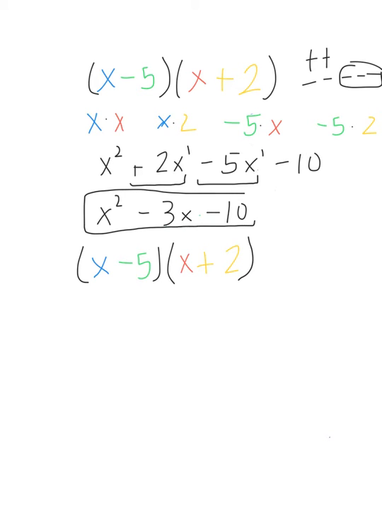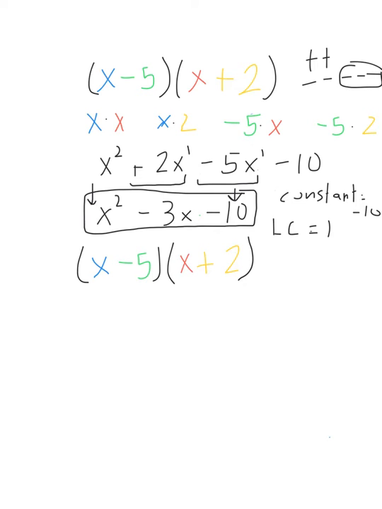So when you multiply the two binomials, you get an expanded trinomial. And in this one, our constant is negative 10. And our leading coefficient, we'll just abbreviate it as LC, is 1. Our constant is negative 10 here, and our leading coefficient is the number in front of the x squared, which is going to be 1.